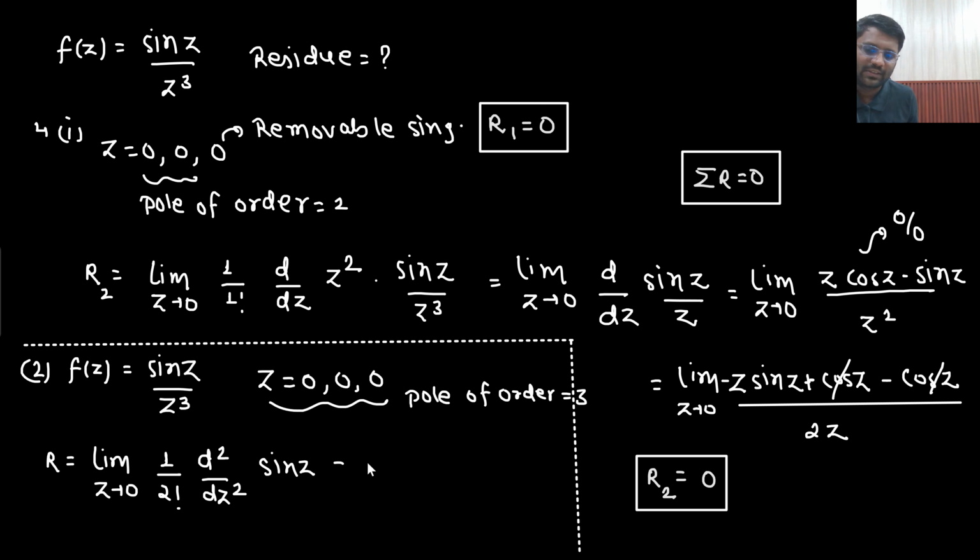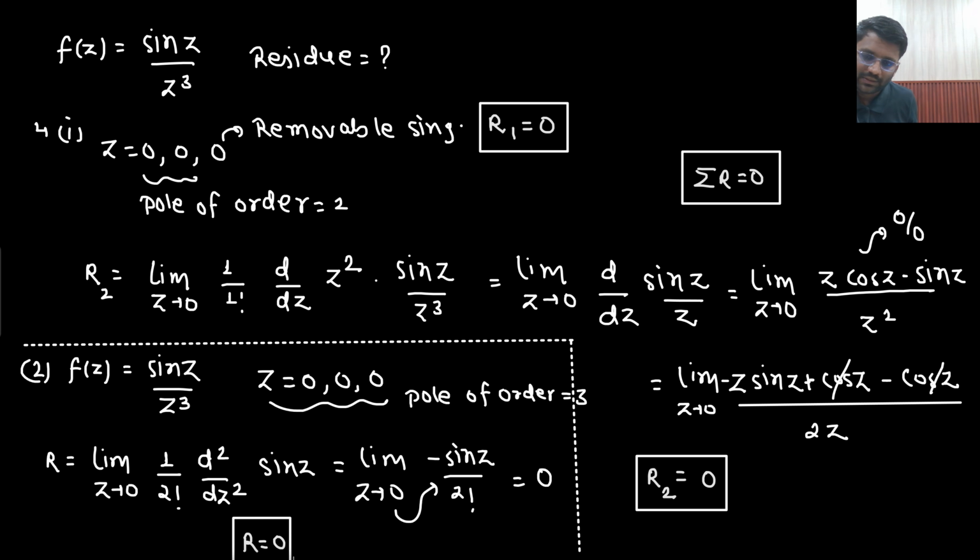If you differentiate twice, what answer will you get? The limit as z tends to 0 comes out to be minus sin z divided by 2 factorial. Put z tending to 0 here, and 0 is the answer. So the residue you are getting is 0 only. So in both of the cases the residue is coming out to be 0 only.